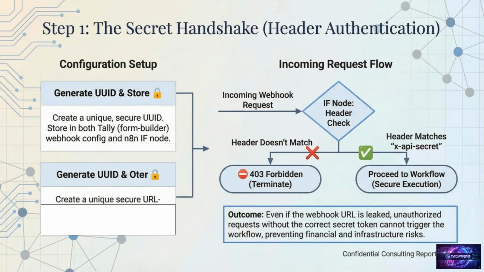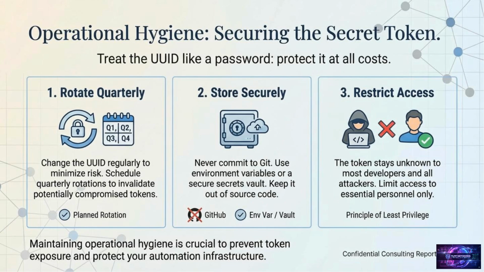Now, back in n8n, the very first node after your webhook trigger should be an If node or a Switch node. The logic is simple. Does the incoming header X-API-Secret match my generated UUID? True, proceed to the workflow. False, terminate immediately. Return a 403 Forbidden response. This means even if a hacker finds your n8n webhook URL, they cannot trigger the workflow because they don't know the secret token stored inside your Tally account configuration.